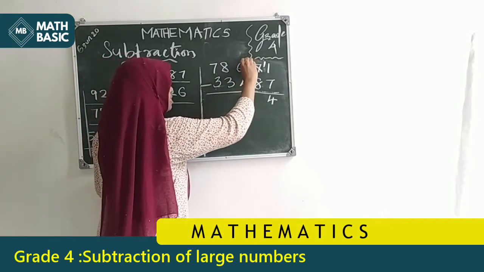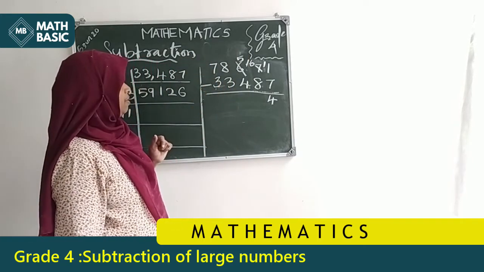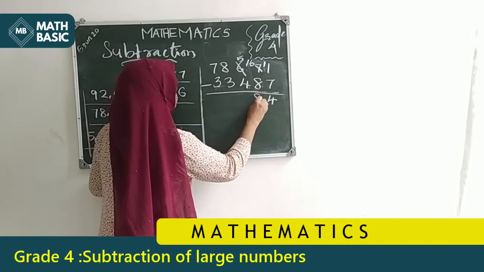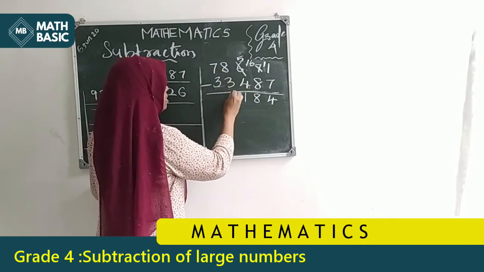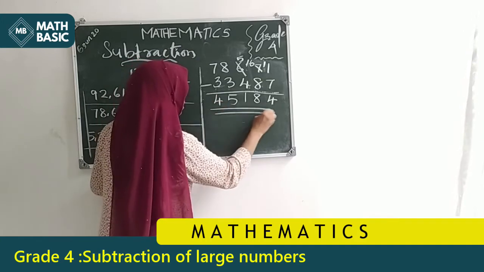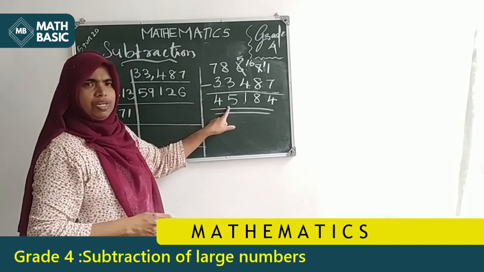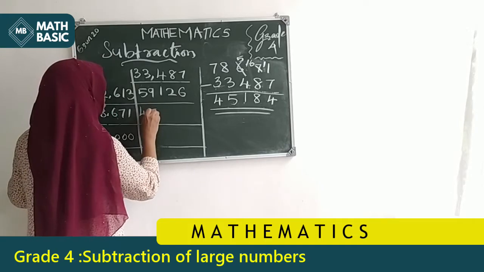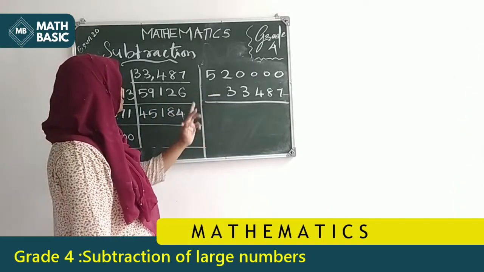Again make it as 16, from this 6. Here make it as 5. 16 minus 8 is what? 8. Okay. 5 minus 4 is 1. 8 minus 3 is 5. 7 minus 3 is 4. And places are ones, tens, 100, 1,000, 10,000. 45,184. Then, children, this is the last question.